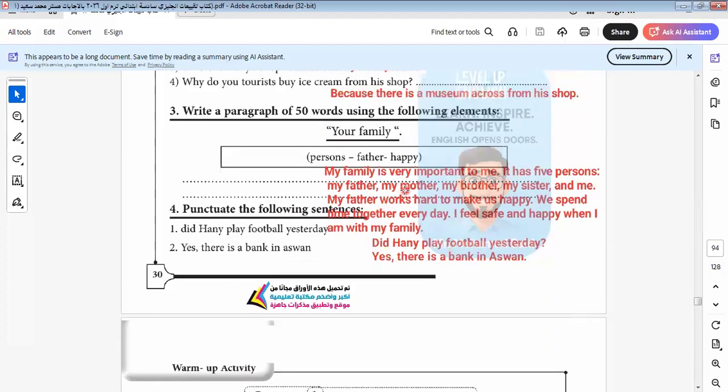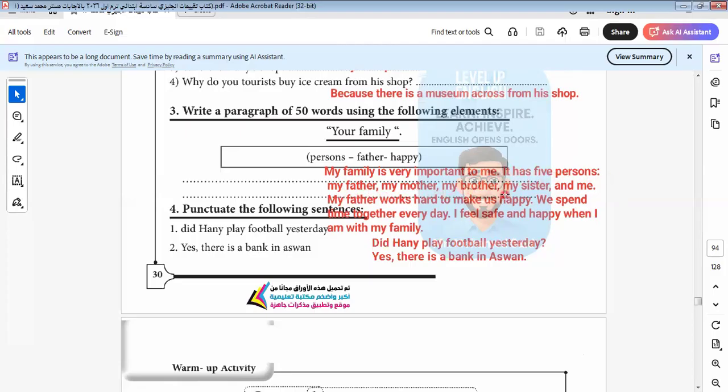Let's go to the last part here, which is the paragraph about your family. So here we talk about my family. Let's do this question together. My family is very important to me. It has 5 persons. No, we can't say it has. I say I have, not it has. It's a mistake here. I have 5 persons in my family.